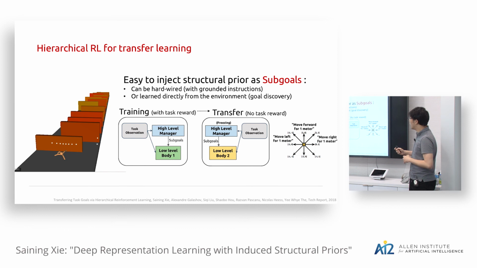So for example, this is just a very, very early attempt. By knowing that this agent is working on a 2D plane, and by giving subgoals like moving forward for 1 meter, moving right for 1 meter, this kind of discrete instruction, we can actually do much better when we transfer to a different body.